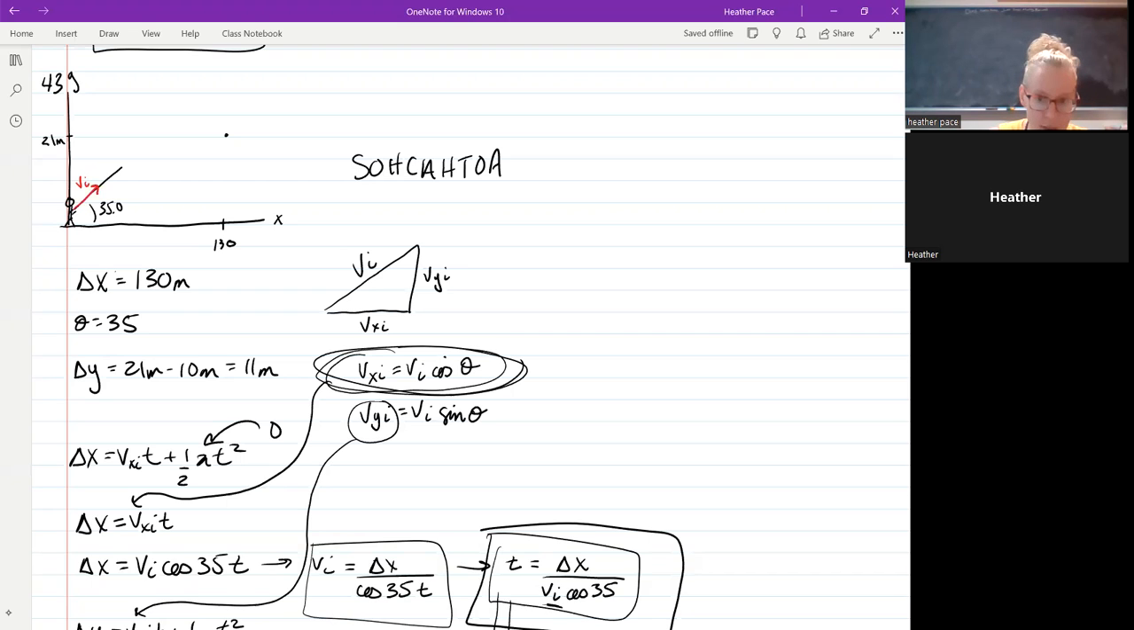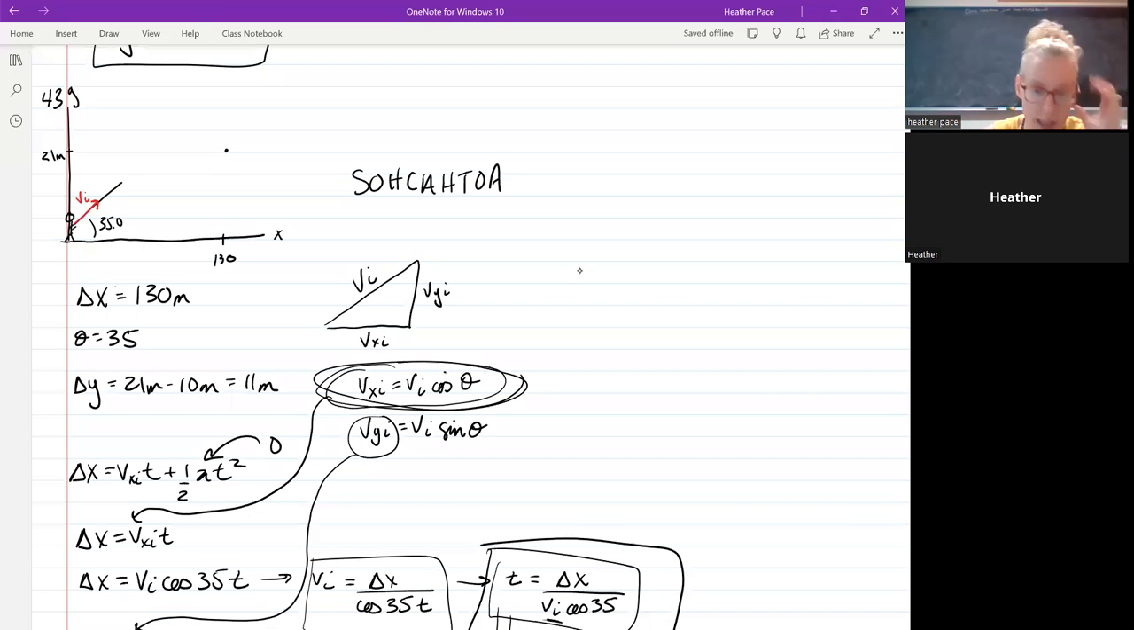I've drawn a little diagram of what we have. We've got our little guy here, 1 meter tall. He's hitting the ball at 35 degrees from the horizontal, and the ball needs to clear a wall that is right here. It's 130 meters in the X direction and 21 meters in the Y direction. We're going to remember that the baseball player is 1 meter tall, and we're going to subtract that from our delta Y.